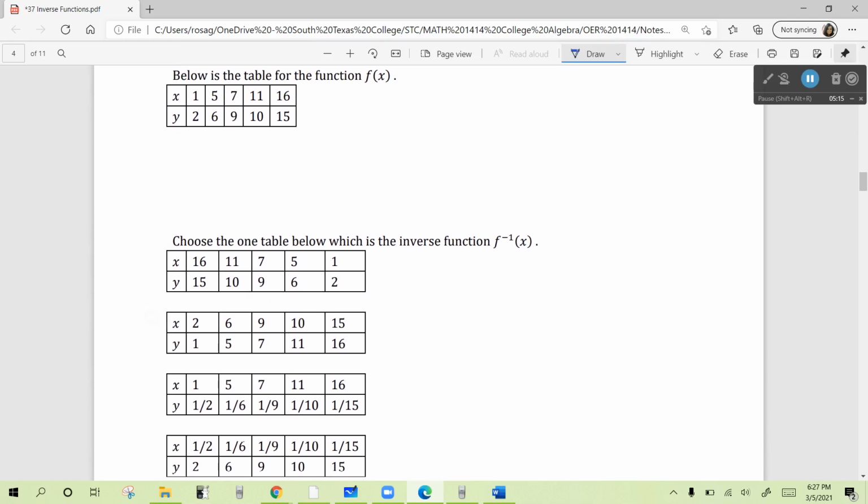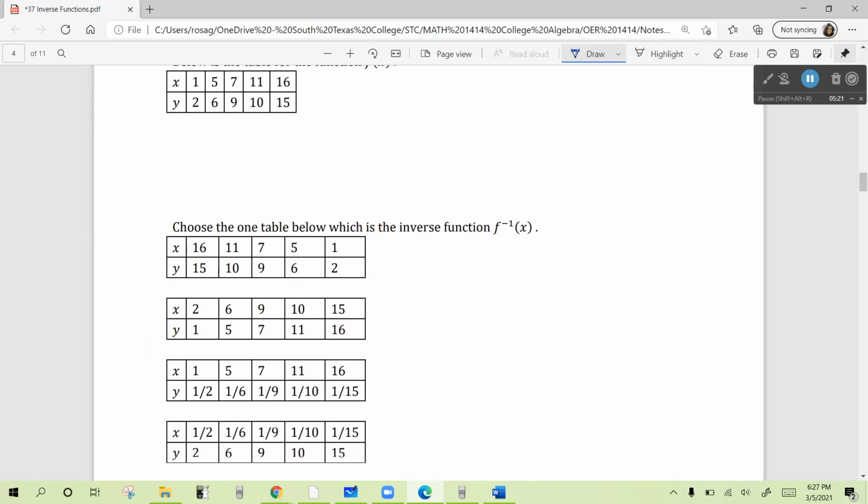Here's the table, choose the inverse. You want them to flip completely. So I want the 2 and the 1 to flip, the 6 and the 5, the 9 and the 7, the 11 and the 10, the 16 and the 15 to switch.